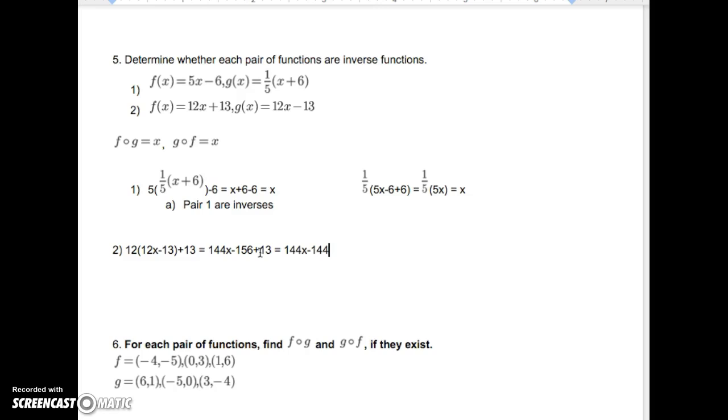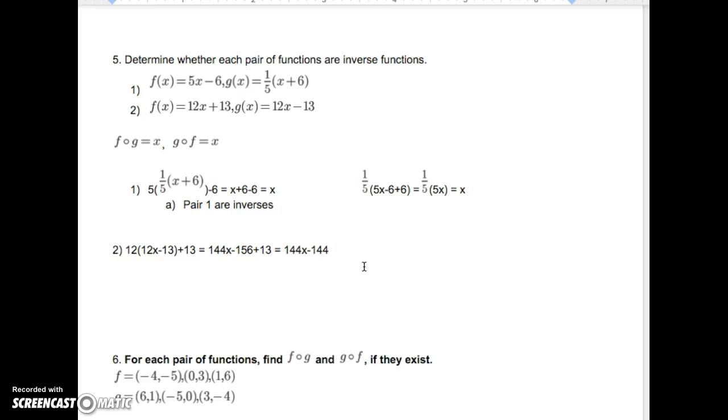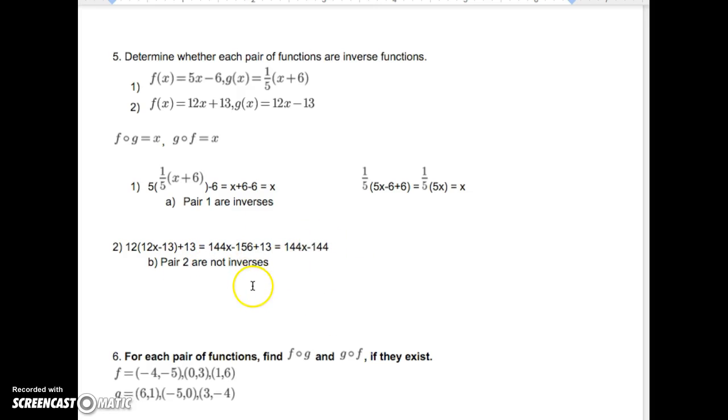minus 144. That did not equal x. So I already know that these are not inverses, so I can just immediately come down here and say pair 2 are not inverses. When I did the composition, I did not simplify down to just x.